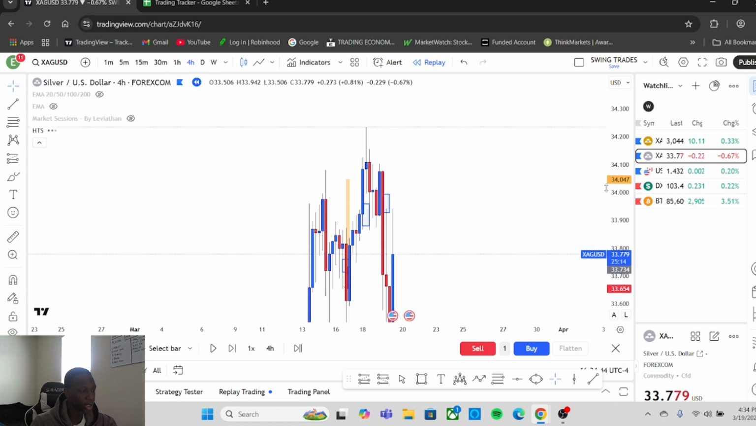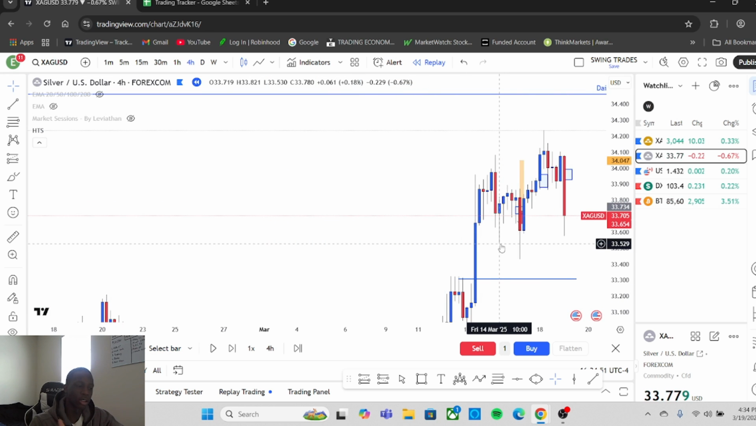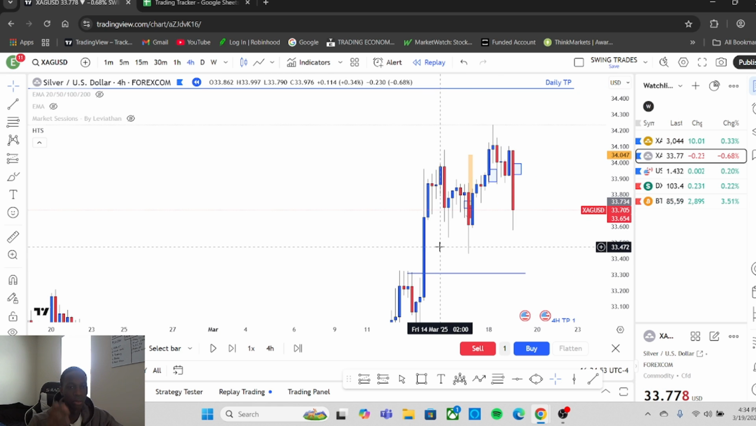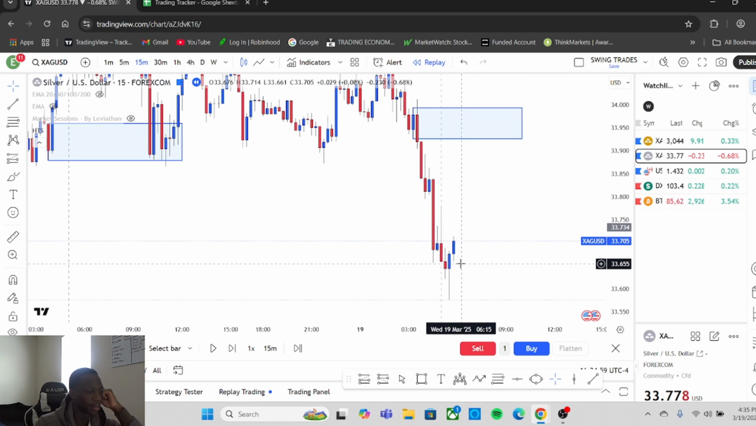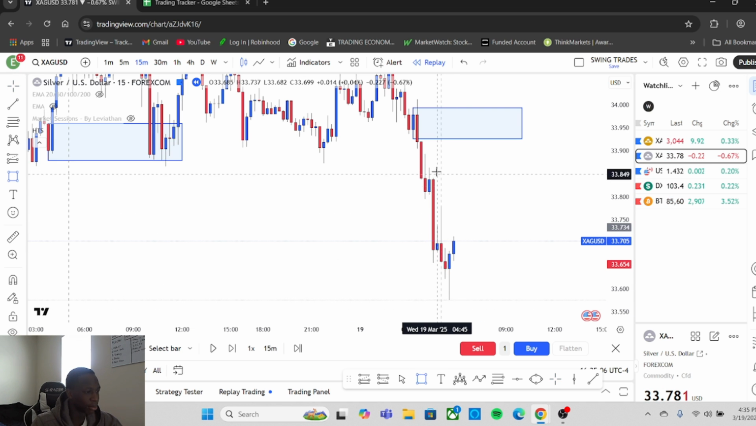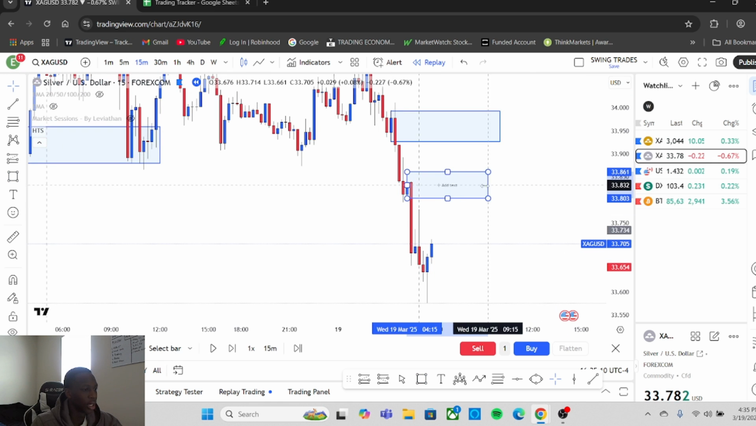The 4 hour was already bearish this morning coming to the market. So I was looking to sell even though the trend is bullish, but we see momentum to the downside. So then I go to the lower time frame and I come to the market at 5:45-ish, 6 o'clock, right? And I see two potential areas to sell from. So we have one right here, and then we have one up here.